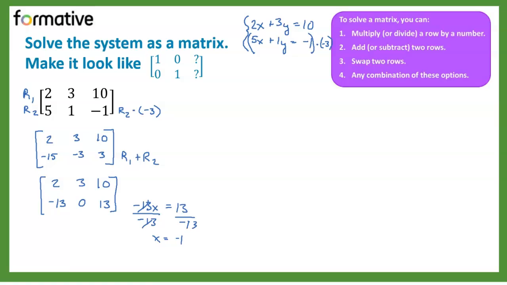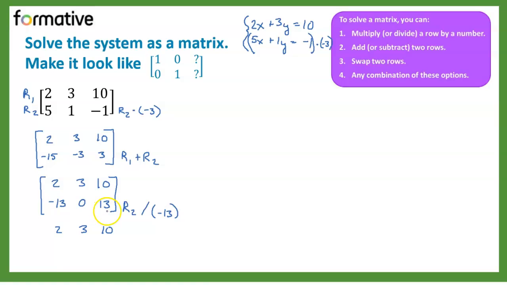We do the same thing. It's the same idea, same exact idea. We're going to divide that row by negative 13. R2 divided by negative 13. Again, we have not done anything with row 1 yet. It just keeps coming down with us.